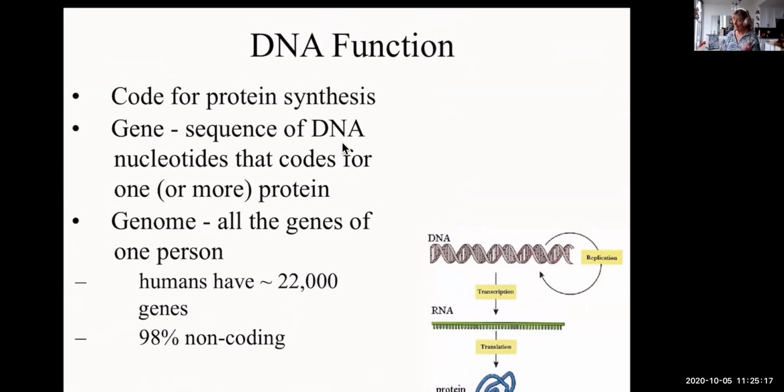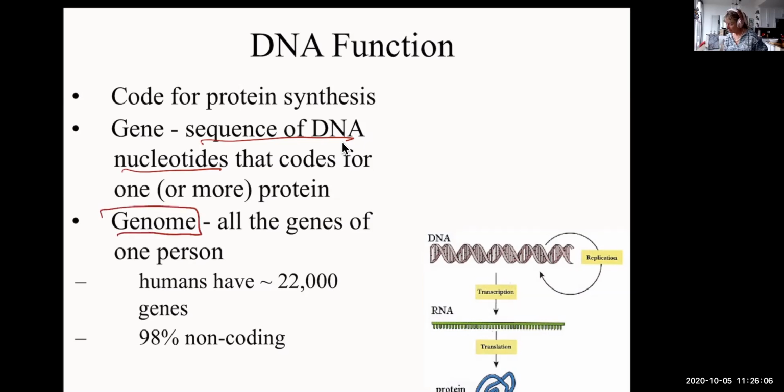So the function of DNA is to code for protein synthesis. A gene is a sequence of DNA nucleotides. It codes for one, and we used to think, you know, in the old days when I went to university, that there was one gene, one protein, or one gene, one enzyme. That was the hypothesis. But that turns out not to be true. And that's one of the reasons why a fruit fly, which has the same number of genes, and a human can have a much more complex structure, because you can have more than one protein per gene.